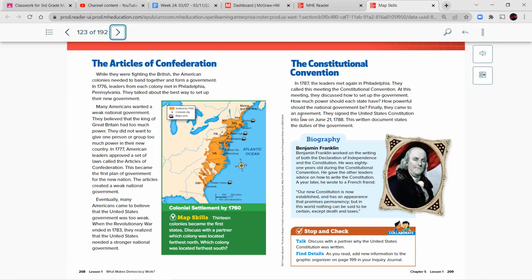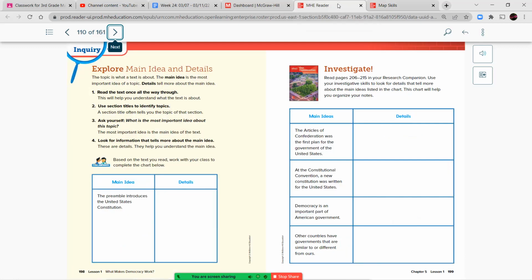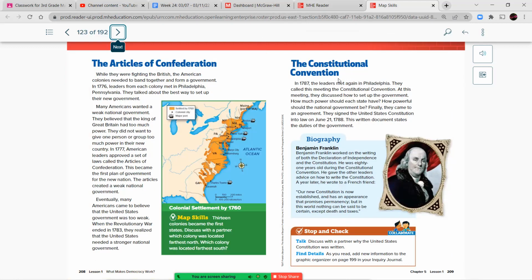So if we jump back to our graphic organizer, our second point was that at the Constitutional Convention, the new Constitution was written for the United States. So some details we can put was that it created a system of government for the United States. People who helped write it included Benjamin Franklin, and it took effect or was put into place in 1788.